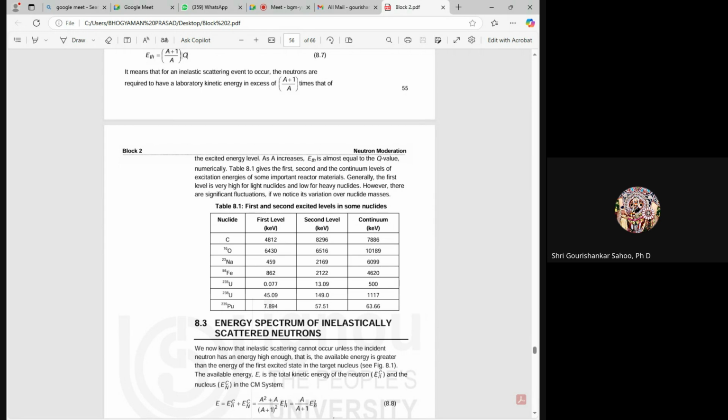But in case of oxygen, it increases continuously. For the first level, it is 6430 kilo electron volt. Second level, 6516 kilo electron volt. And continuum, 10189 kilo electron volt. Similarly, you can see the trend for other nuclei.